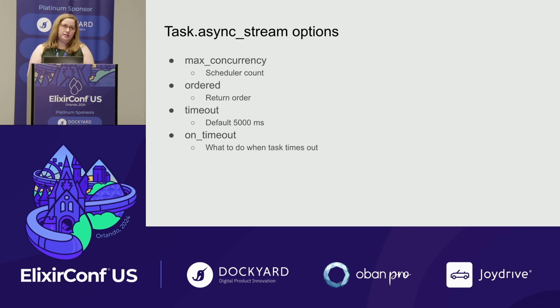Ordered is defaulted to true. This has nothing to do with the processing order. It'll always be async, but this is how we return the input stream is the same as the output. So it defaults to true. Timeouts. It defaults to 5,000 milliseconds, so you can give it either an integer or the atom infinity. And then on timeout is what happens when the task times out. So it defaults to the atom exit, which does exactly what we just saw, which is exit, or you can do kill task, which will only kill that certain task and not all the tasks in the caller.